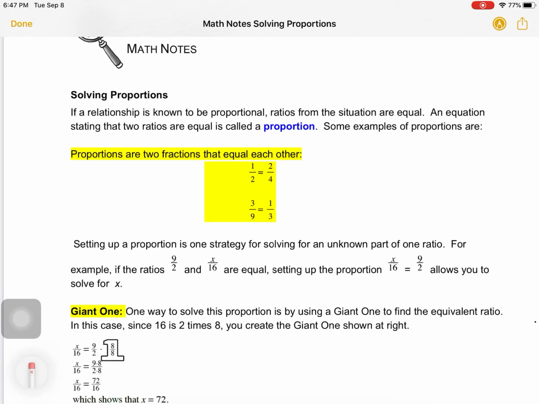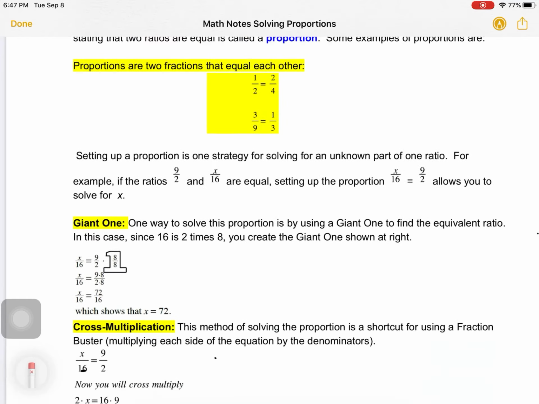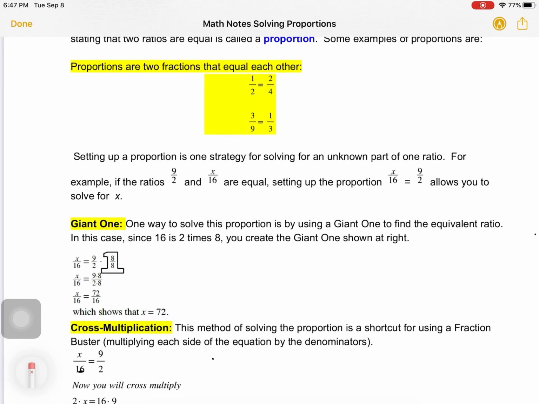So in the last lesson, you learned that proportions are two fractions that equal each other. Okay, and we've shown that. But what do we do when one of our fractions has an x value? In other words, we need to know what value x has to be in order for the two fractions to be equal to each other. There are two ways. We can use the giant 1 method, or we can use cross multiplication. So let's look at these examples.